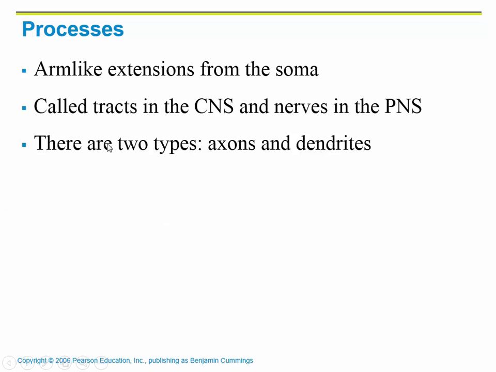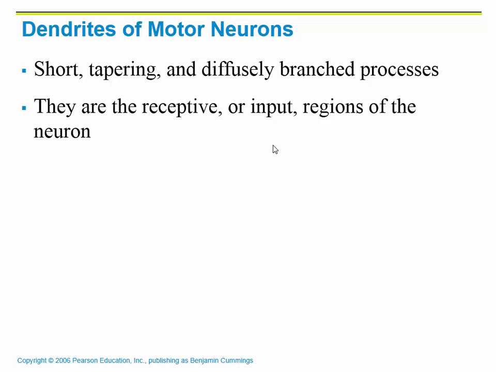So the processes are the axons and the dendrites, and they're just extensions from the soma. Again, the dendrite is receiving the message, the axon is taking the message away from the soma. And we call them tracts in the CNS and nerves in the PNS, which is the peripheral nervous system.